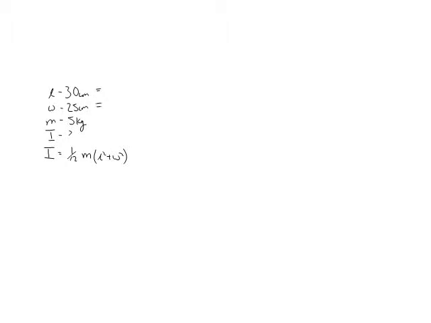So, what is L in meters? 0.3. And what about W in meters? 0.25 in meters. Good. Okay, so this is going to be I equals 1/12 times 5 times (L squared plus W squared), 0.3 and 0.25. Let me get my calculator. And I have 0.0635, and this is kilograms meters squared.